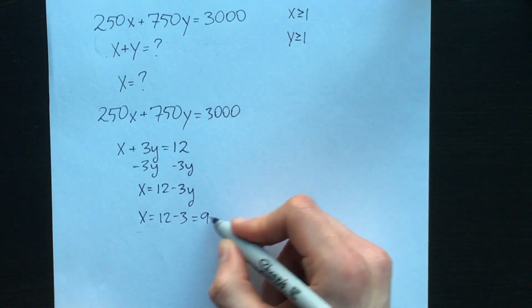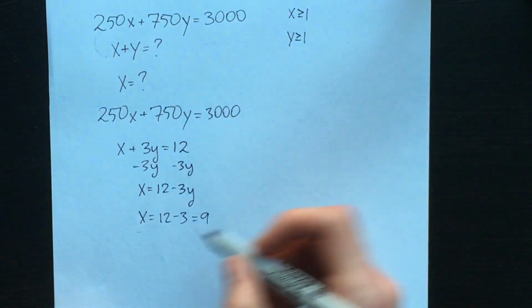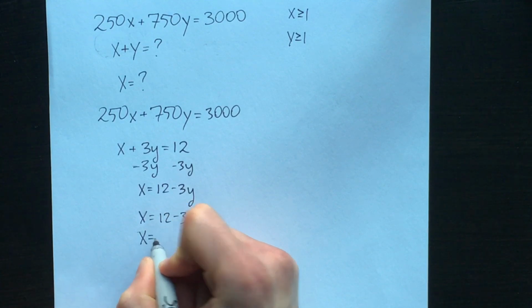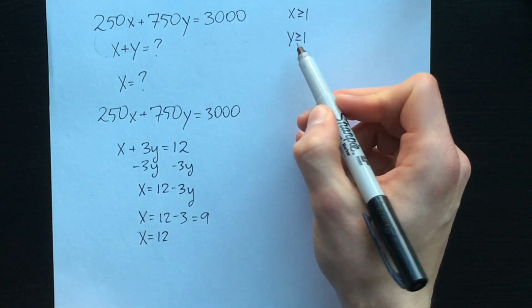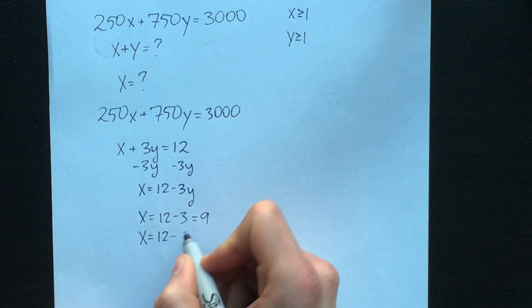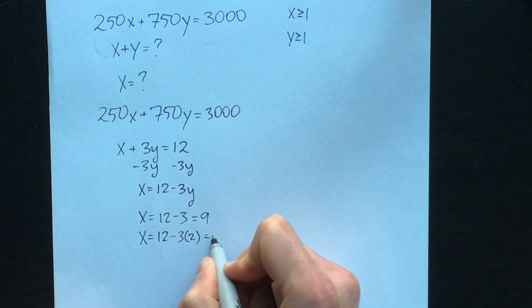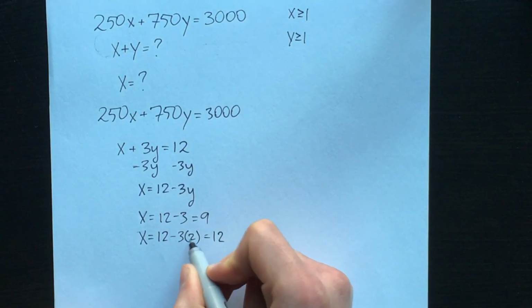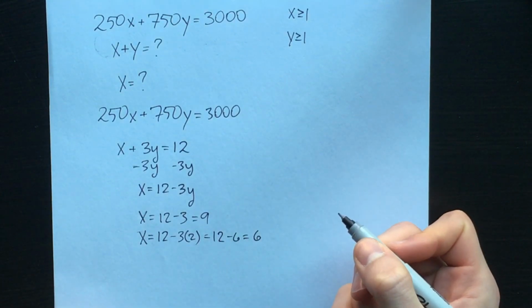And if you want, you can work it out. You can do 9 times 250 plus 1 times 750. It'll be 3,000. You can also do x equals 12 minus, what if there were two y's? What if there were 2 of these big bonuses? Then it would be 12 minus 3 times 2, right? That's possible. You would get 12 minus 6, which equals 6. This is also a possibility.